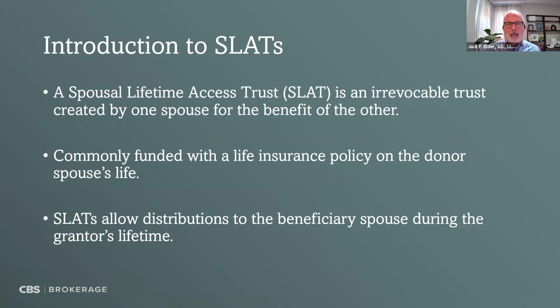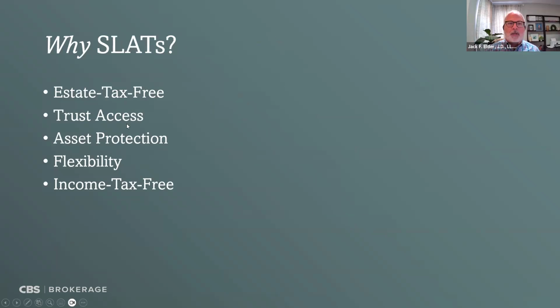So a SLAT is when one spouse establishes an irrevocable trust of which the other spouse, call them the donor spouse and the beneficiary spouse, that beneficiary spouse is a beneficiary. They're commonly funded with life insurance, which I'll get into why, on the donor spouse's life. And they allow distributions to the beneficiary spouse during the grantor's lifetime, thus creating flexibility.